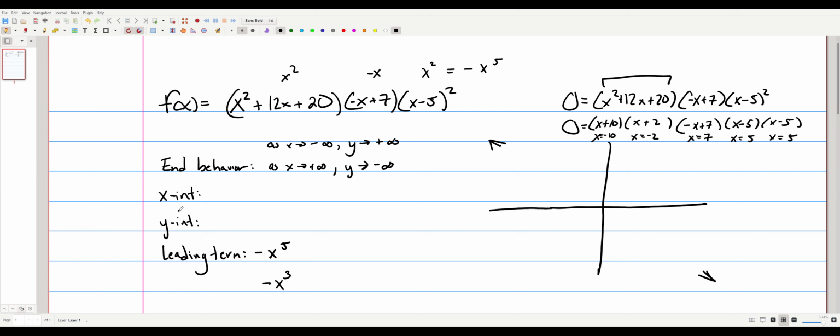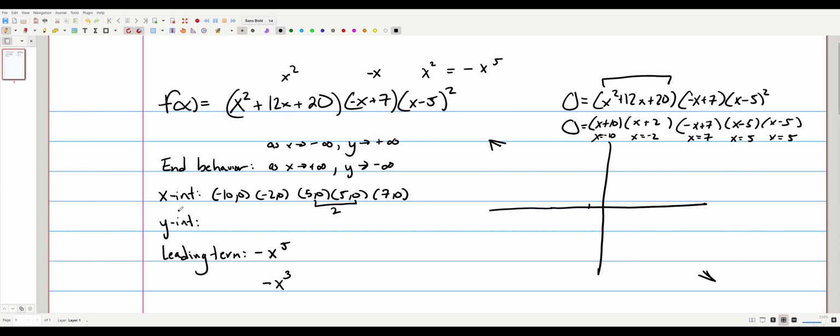So my x-intercepts are going to be negative 10, 0, negative 2, 0, and let's write it in ascending order: 5, 0, and 7, 0. And recall that 5 is the only one with even multiplicity, because it has multiplicity 2. That means when I draw my x-intercept here, I have to remember not to cross the x-axis, but to touch it and come back down or go back up.